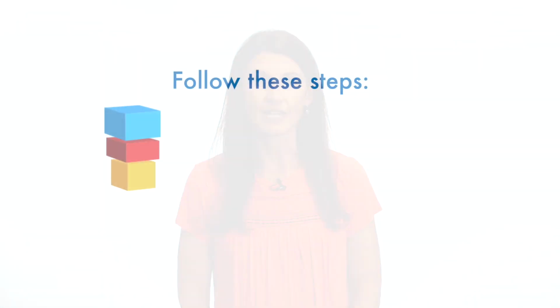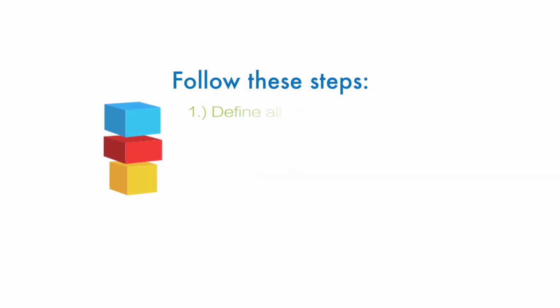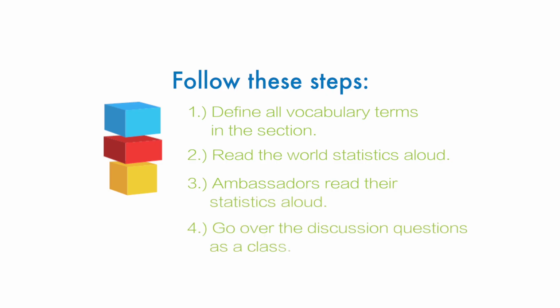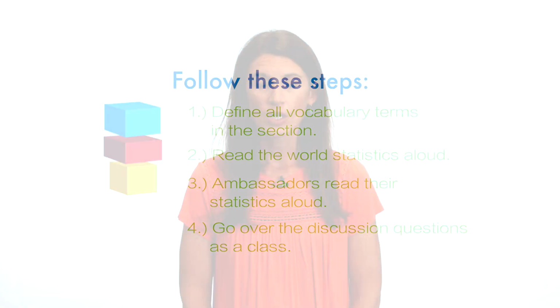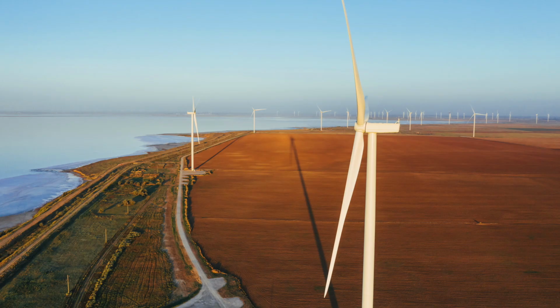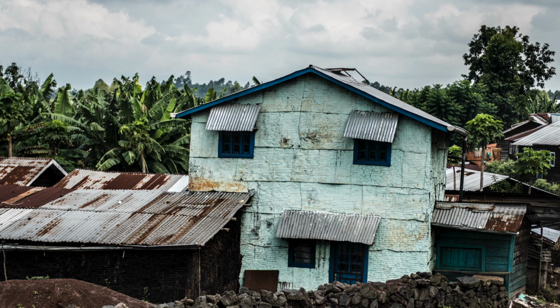The lesson has 4 different sections. For the first 3 sections, follow these steps. First, define all of the vocabulary terms in the section. Second, read the world statistics aloud, and then have the ambassadors read their region statistics aloud to the class. Finally, you'll go over some discussion questions as a class. You may want to remind students that the stats shared in this lesson are averages that cover entire regions. Within each region, there is large variation among individual countries and individual lives within those countries.